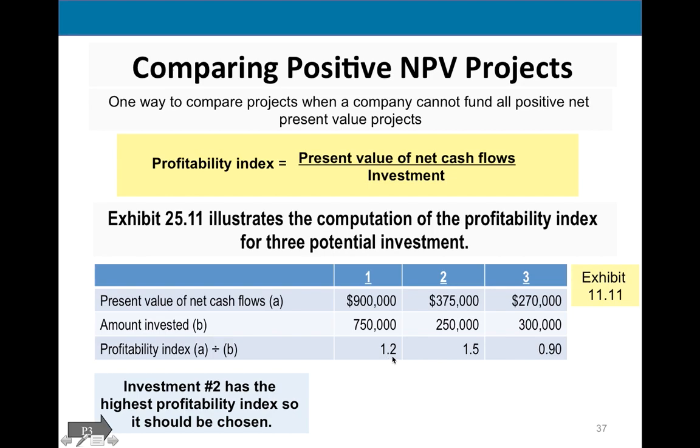And this index is, if it's higher than 1, it means that the project is acceptable. It pretty much means that NPV is positive. If the profitability index is less than 1, that means that NPV is negative, not a good project. And we're always going to choose an investment with the highest profitability index. So right here, project number 2 will be picked, will be chosen because its profitability index is 1.5.